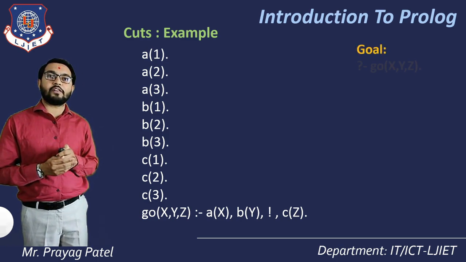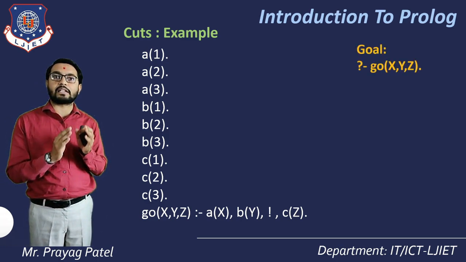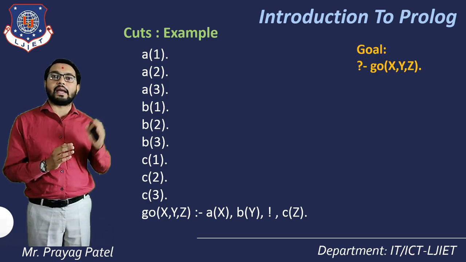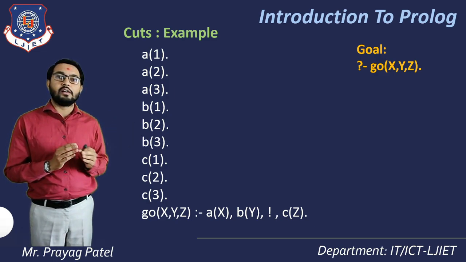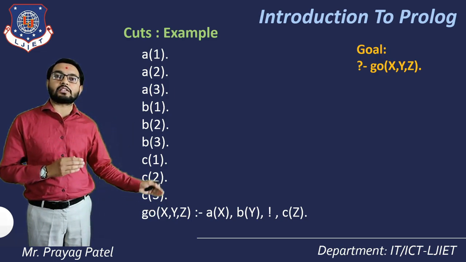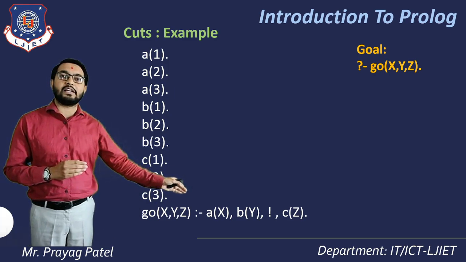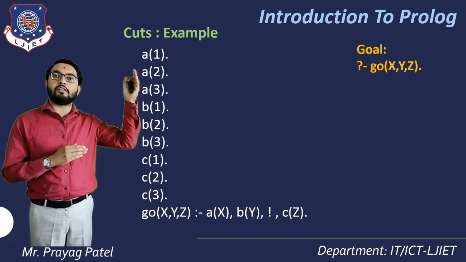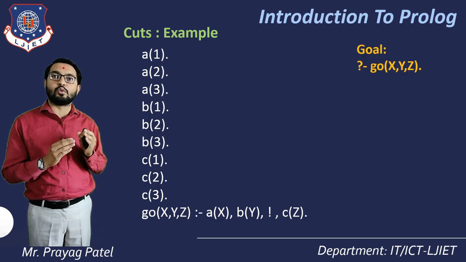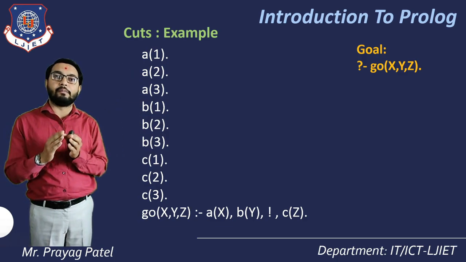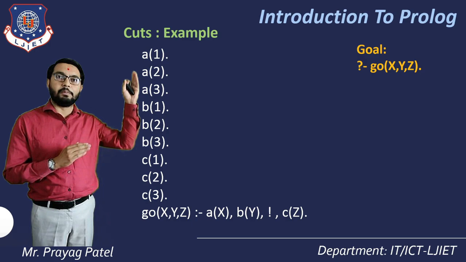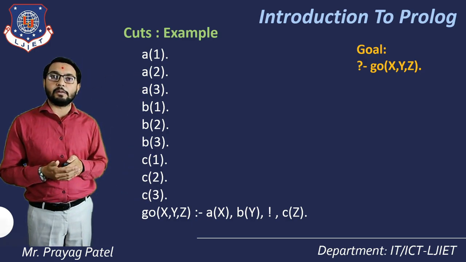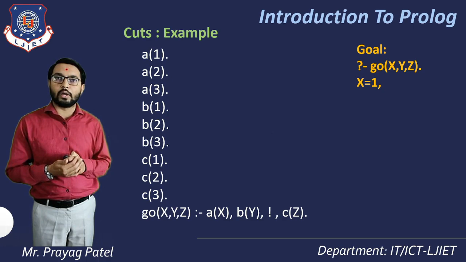Now what is our goal? The goal is go(X, Y, Z), which means we want to find the values of X, Y and Z. According to the goal statement go(X, Y, Z), the first right-side portion is A(X), so first find A(X). Here the values for A are 3, 1, 2 and 3, but we match only the first one. If one is satisfied, then there is no need to check the second. So the first one is A(X) with X equal to 1.